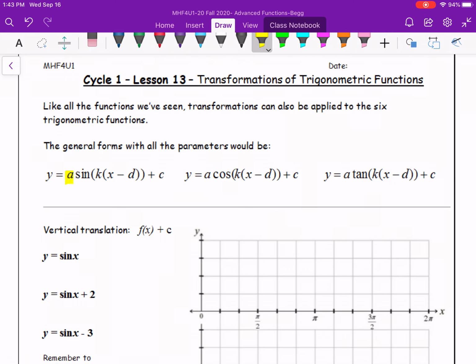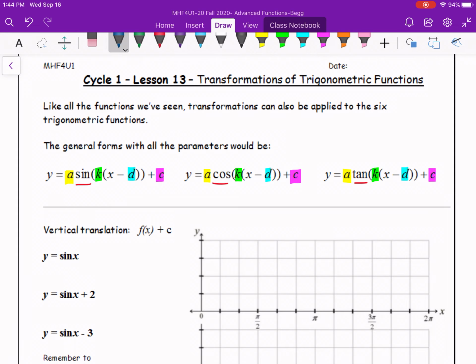I usually just highlight to make things pop out of the page a little bit more. So I'll highlight the A values in yellow and the K in green and the D in blue and the C in pink, so that when we see them, I can color code them. But what you'll notice is what's left, the parent function, is just y equals sine x, y equals cos x, y equals tan x. So we know those parent functions, we know the features of them from previous lessons. Now it's time to apply the transformations.